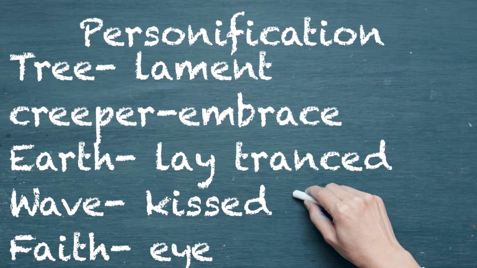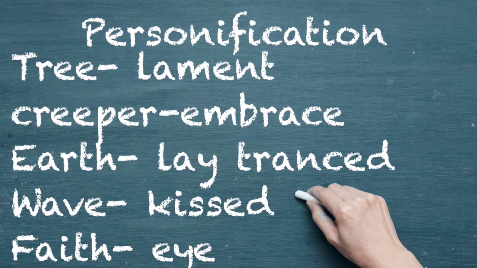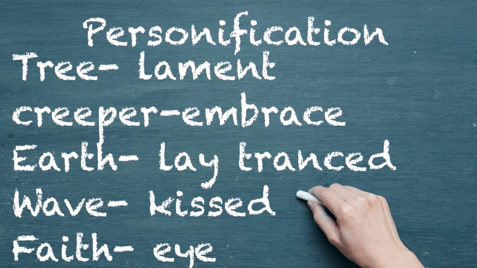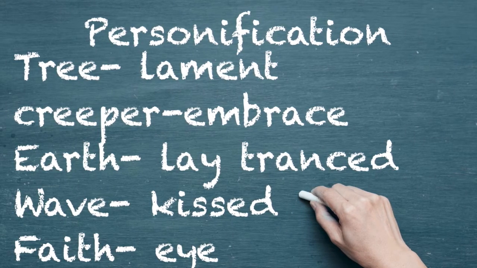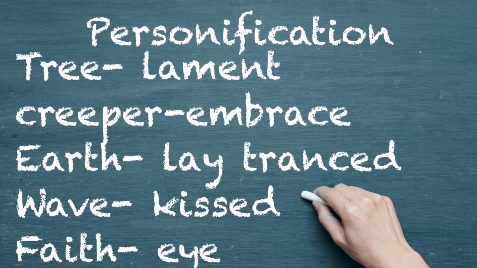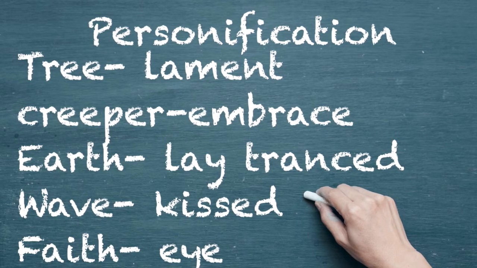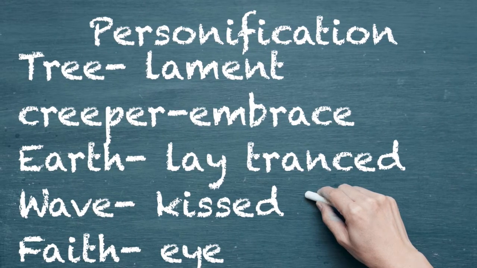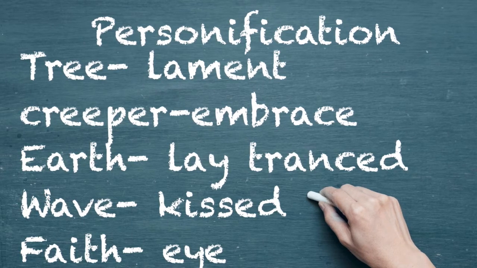She says the creeper embraced the tree. How can a creeper embrace a tree? A creeper uses a tree for climbing, for hold. But she talks about the creeper as if it's a human being and it is embracing the tree. Embracing is a human trait. Then the poetess personifies the earth. She says earth lay tranced, as if earth is a human being and it is unconscious.